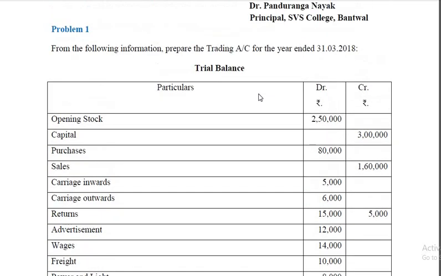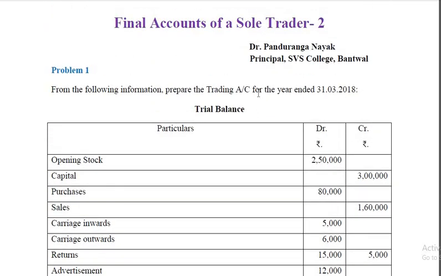What is a trial balance? See, in accounting, first business transactions are recorded either in journal or in any one of the subsidiary books. Then they are grouped and classified in the form of ledger accounts. And then based on that, at the end of the year, you prepare trial balance. What is a trial balance? Trial balance is a statement of debit and credit balances as on a particular date.